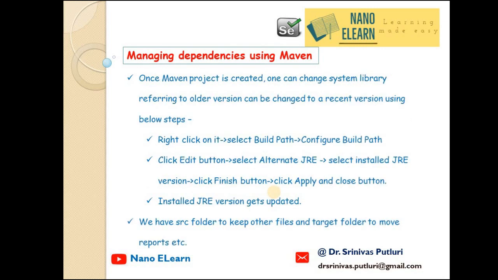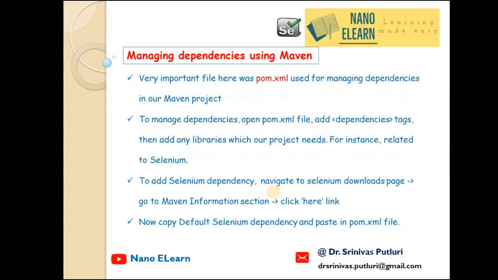Once the Maven project is created, one can change the system library referring to an old version to a recent version using the below steps. Now we need to right click on it, select Build Path, Configure Build Path, click on the Edit button, select Alternate JRE, select the installed JRE version, then click on the Finish button. Now click on the Apply and Close button. That's it, the installed JRE version gets updated. We have the src folder to keep other files and the target folder to move reports, etc.